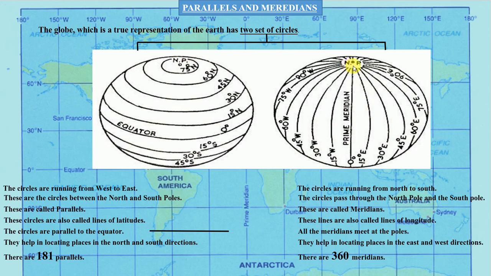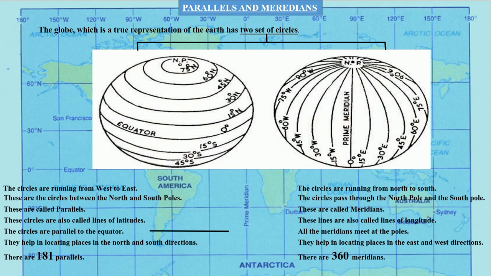They help in locating places in the east and west direction. As you can see, parallels help in locating a place in the north and south direction, while the meridians help us locate places in the east and west direction. How many meridians are there? There are in total 360 meridians.